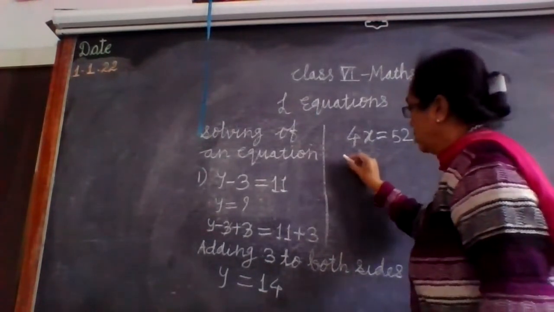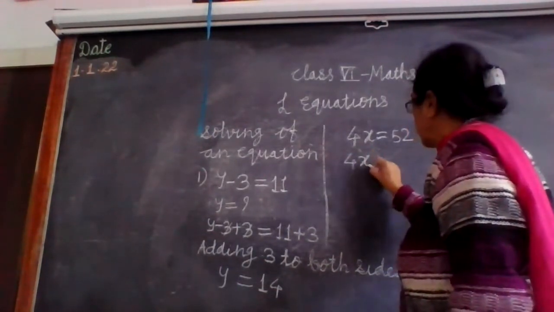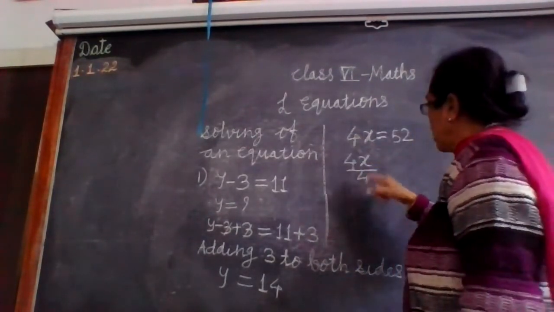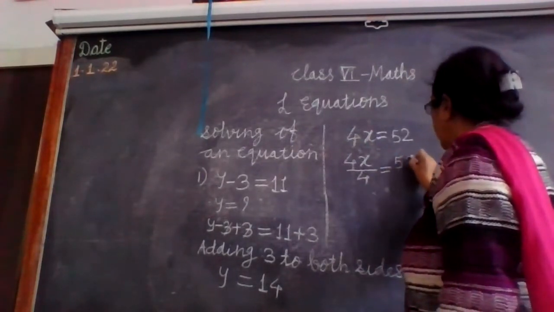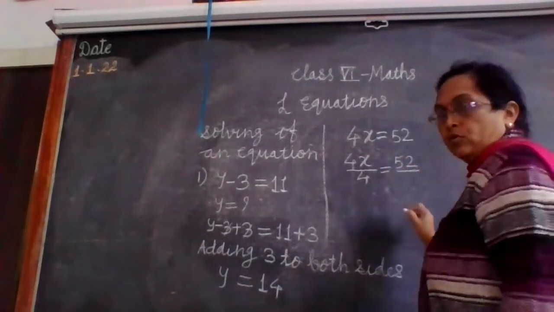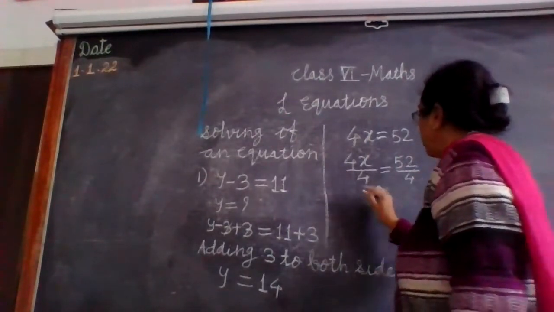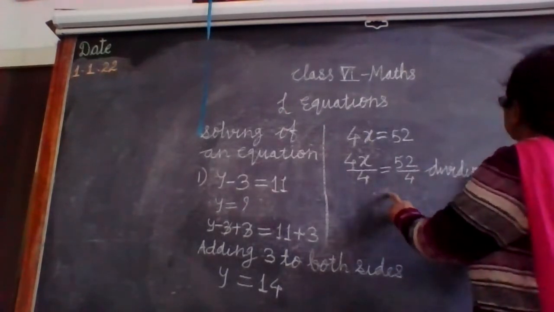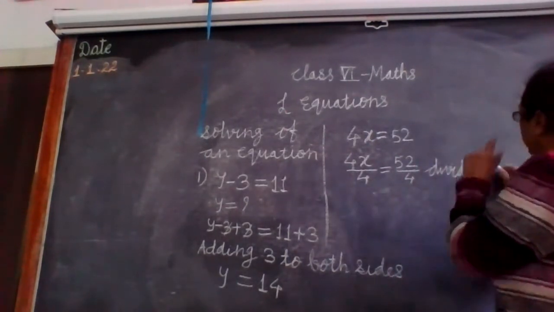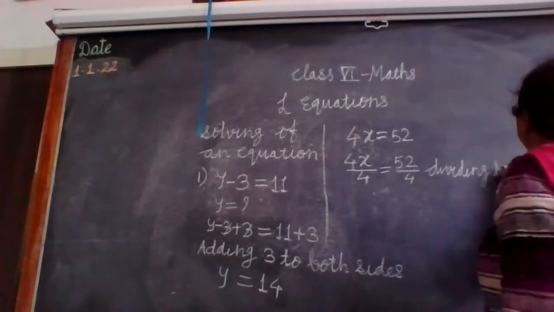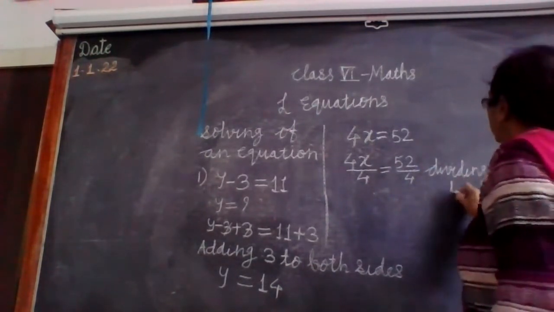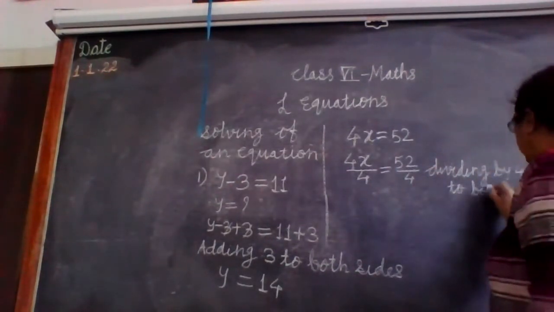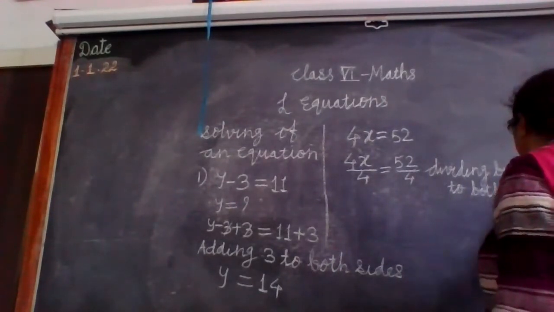So on both the sides, 4x divided by 4. Here multiplication is there, so we are dividing. On the right side also we have to divide by 4. So we will write the reason: dividing by 4 to both the sides, left side as well as right side.